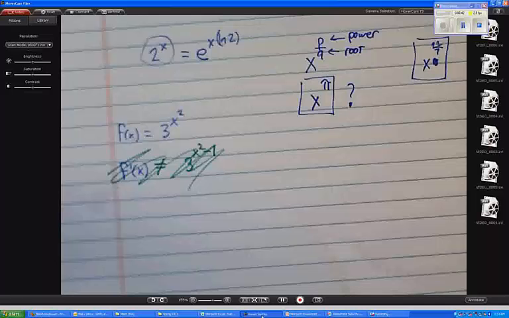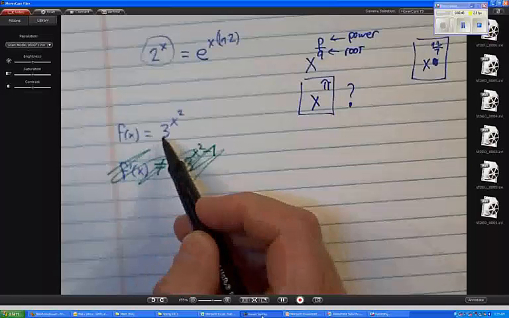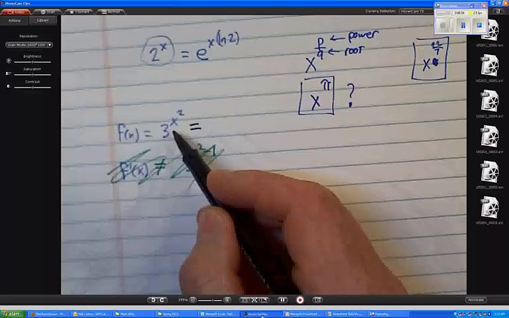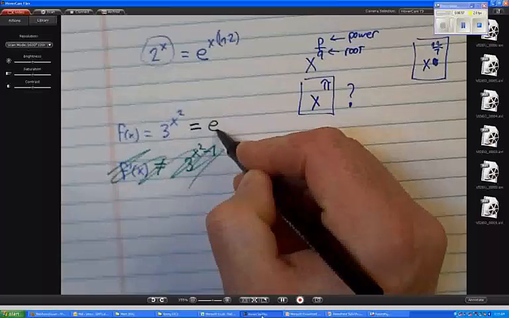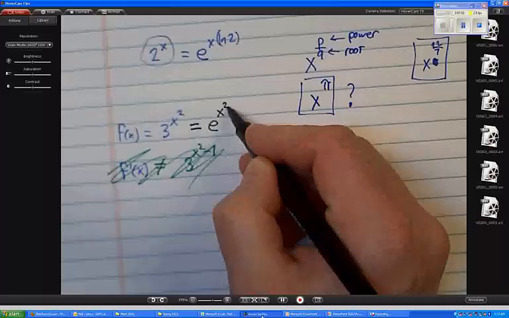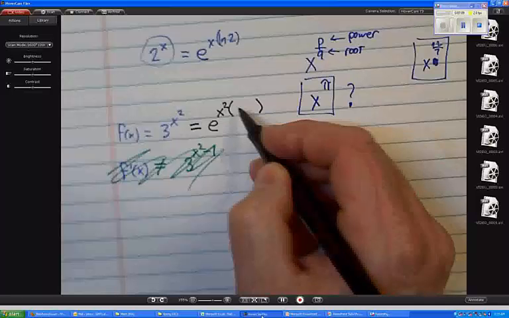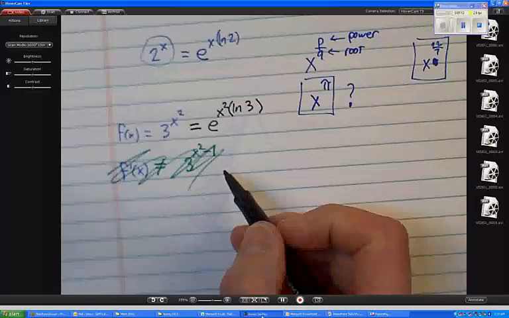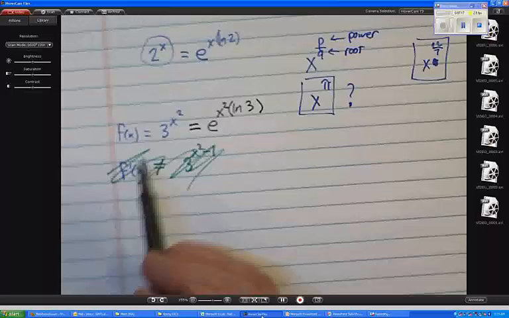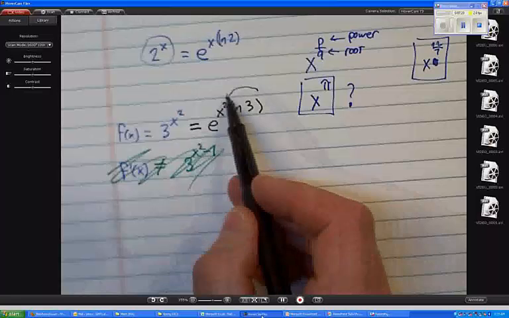Unless I use the definition to rewrite it. I don't know how to find the derivative of 3 to the x squared, but what I can do is rewrite this as e to the what? To the x squared times what? Good. It's like I take the natural log, and then I take the exponential. And that allows me to bring the x squared down in a sense. Does that make sense?